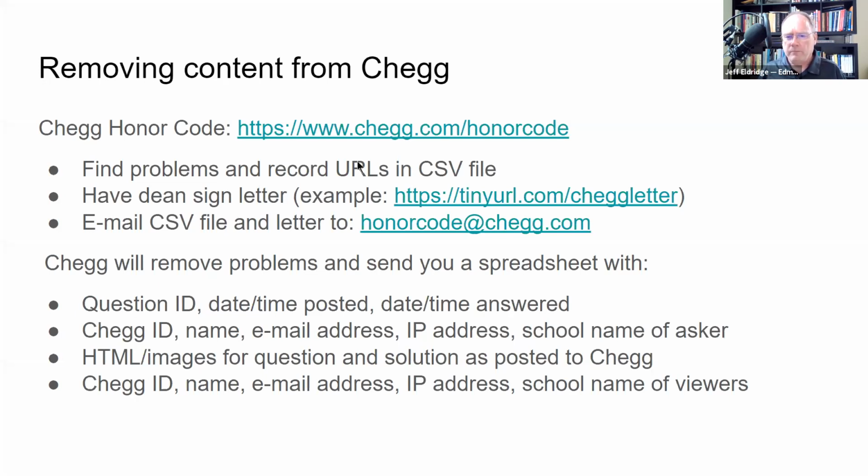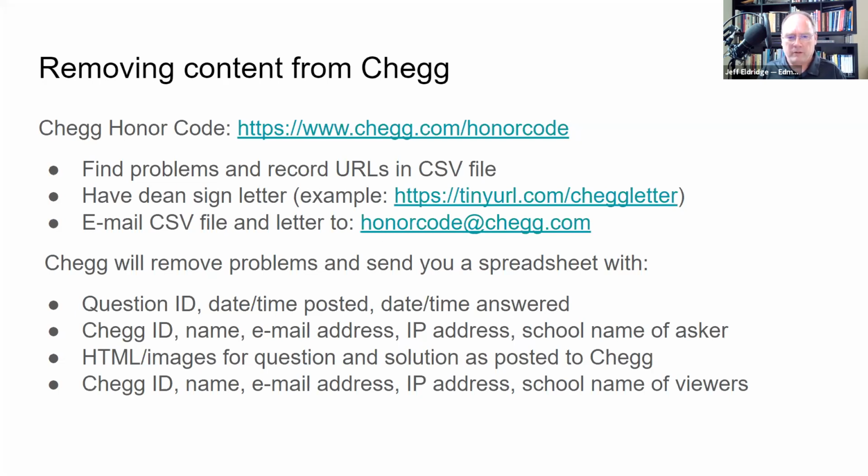And then you have to send a letter signed by your dean. I don't know why it has to be a dean, but that's their rules. So what I did is I just made up a letter, the dean signed it, and then I just changed the date on it every time I send in another Chegg request. And then you email both of those things to honorcode@chegg.com.